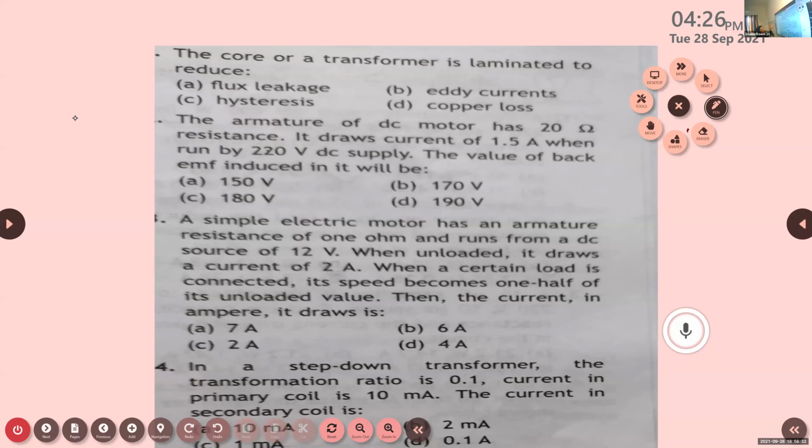So now try to answer this question. The core of a transformer is laminated to reduce flux leakage, hysteresis, eddy current, or copper loss? No idea. It is due to eddy currents. The core of a transformer is laminated to reduce the eddy currents.